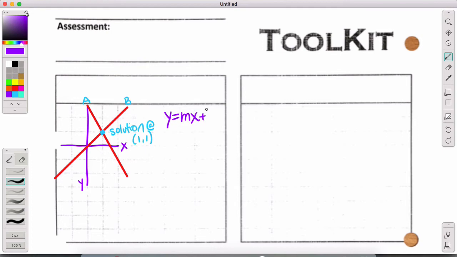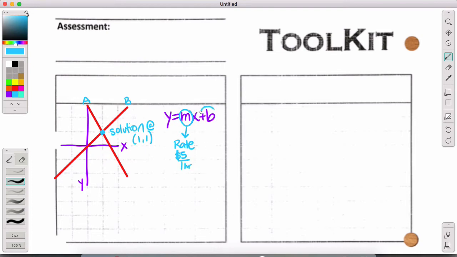Y equals mx plus b. So for example, it says company B charges $5 per hour of work. So I'm going to label on here that the M would be the rate or the unit rate. And so I'm going to say $5 per hour. So $5 per 1 hour.